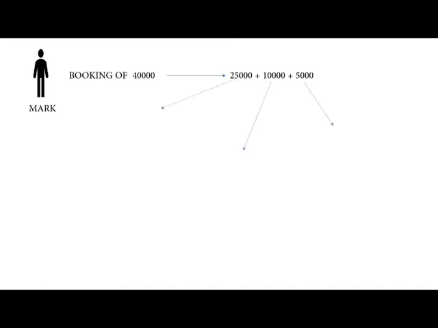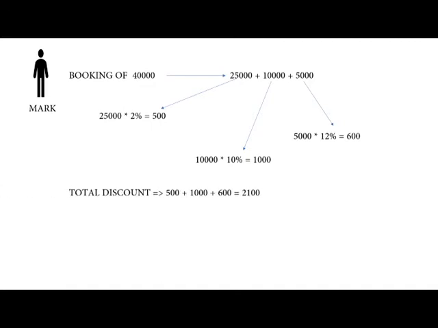On 25,000, as we know, there is 2% discount, which is 500. On 10,000, there is a discount of 10%, which would compute to 1,000. And the remaining 5,000 will attract discount rate of 12%, which will compute to 600. On adding all three of them, 500 plus 1,000 plus 600, which is 2,100, that means Mark would be given a discount of 2,100.